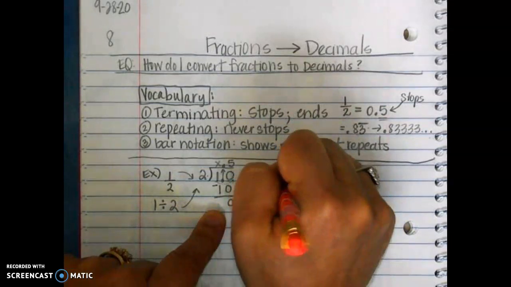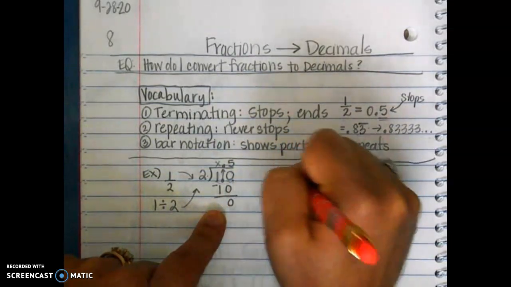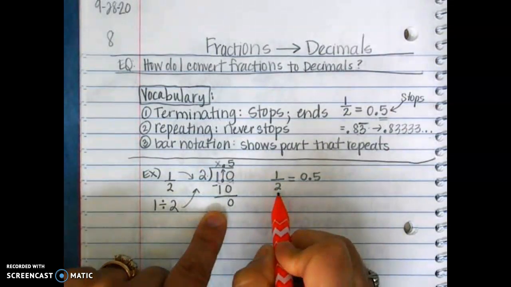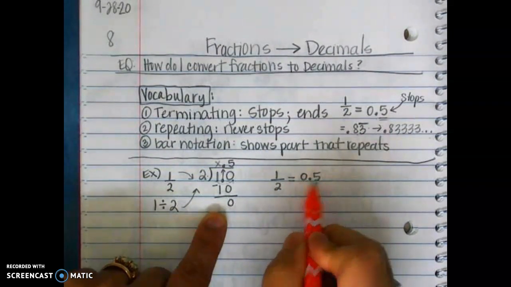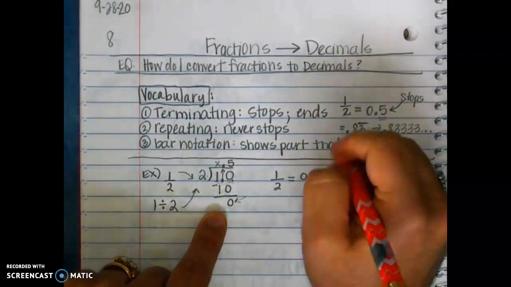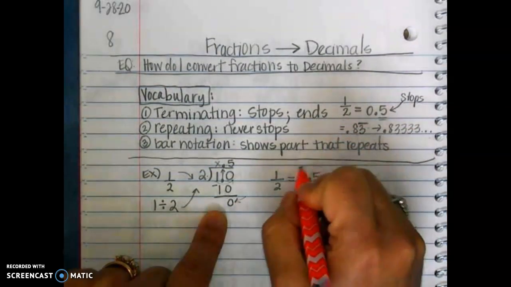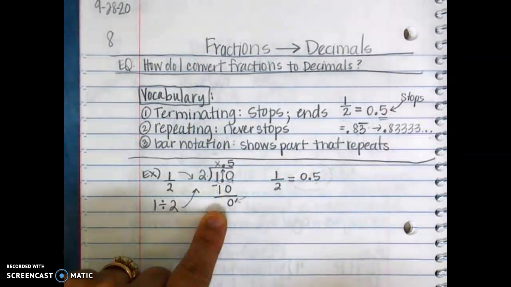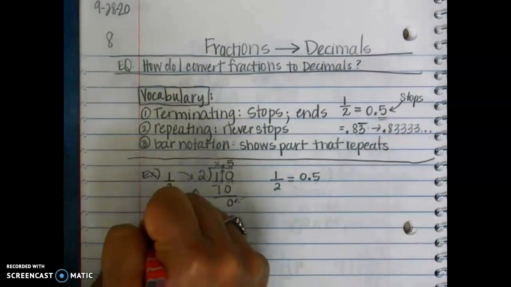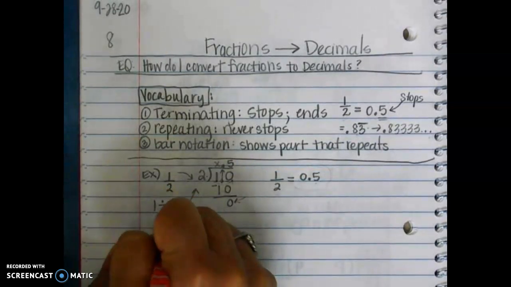So again, 1/2 is equivalent to 5/10. There is no remainder, there is no number, and that's why this one again is called terminating. Okay, let's try another example. Let's take 5/6.